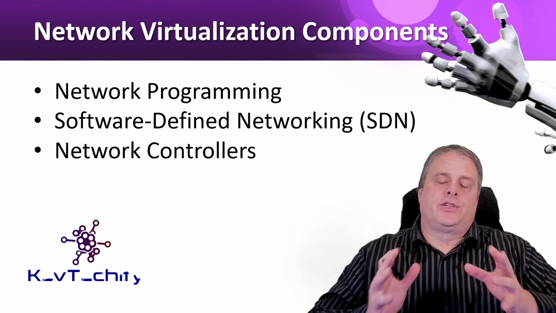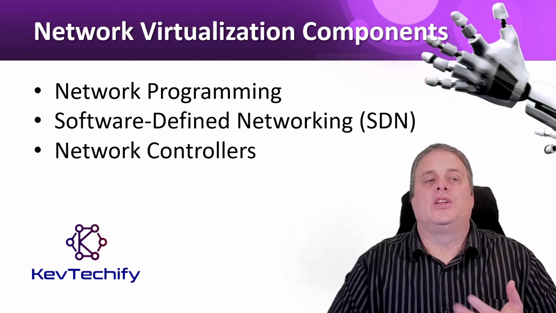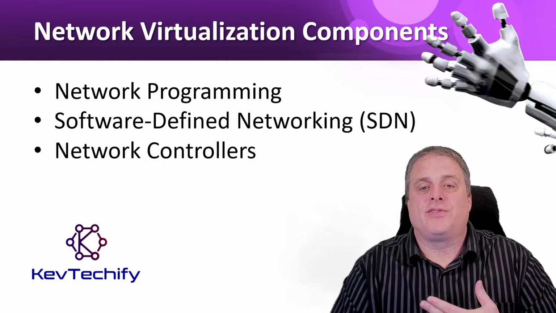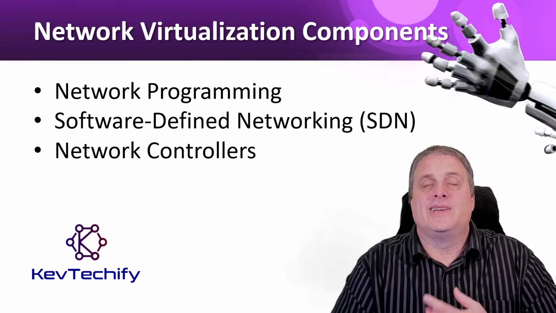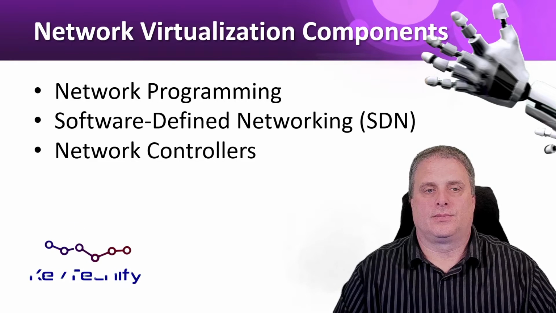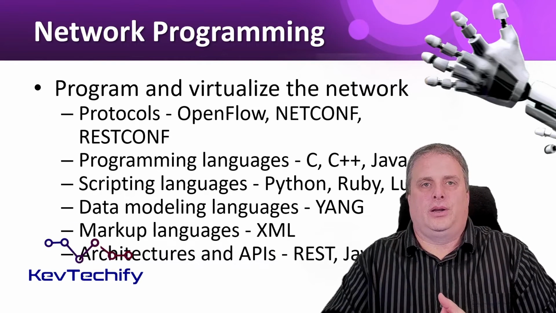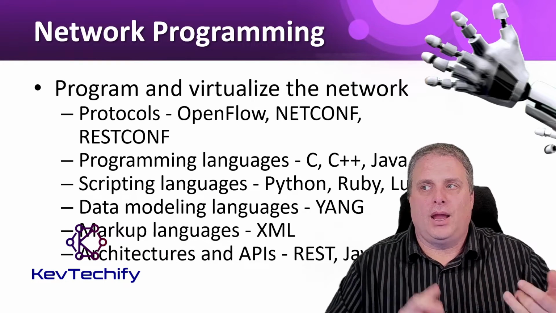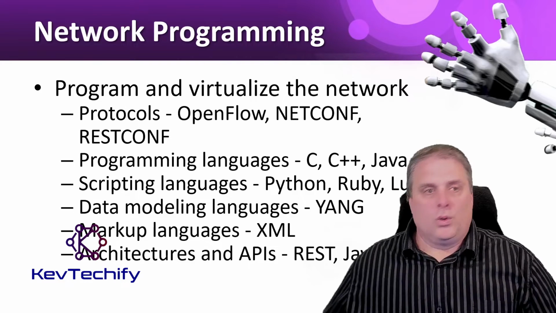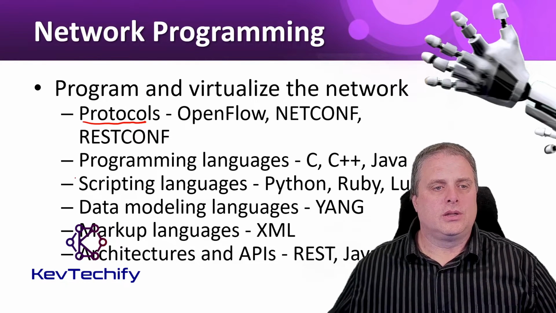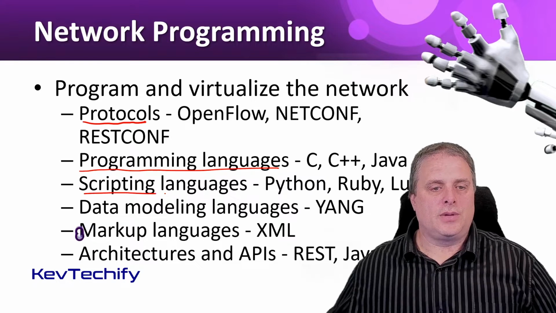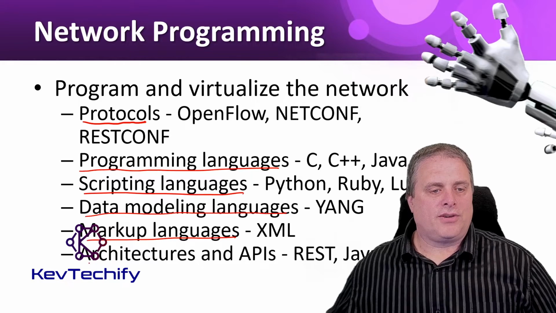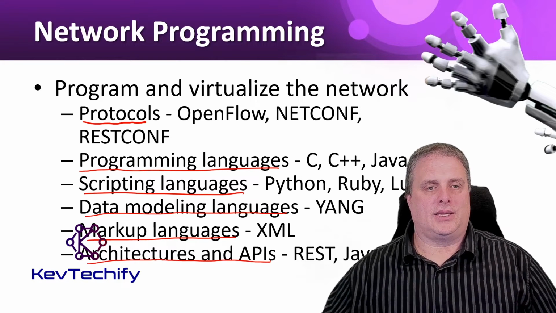When we talk about network virtualization, there's three components we need to talk about. First one is network programming. Second one is software-defined networking. And the third and final one is network controllers. Network programming looks at how we program and virtualize our network. We look at things like protocols, different programming languages, scripting languages, data model languages, markup languages, and finally architectures and APIs.